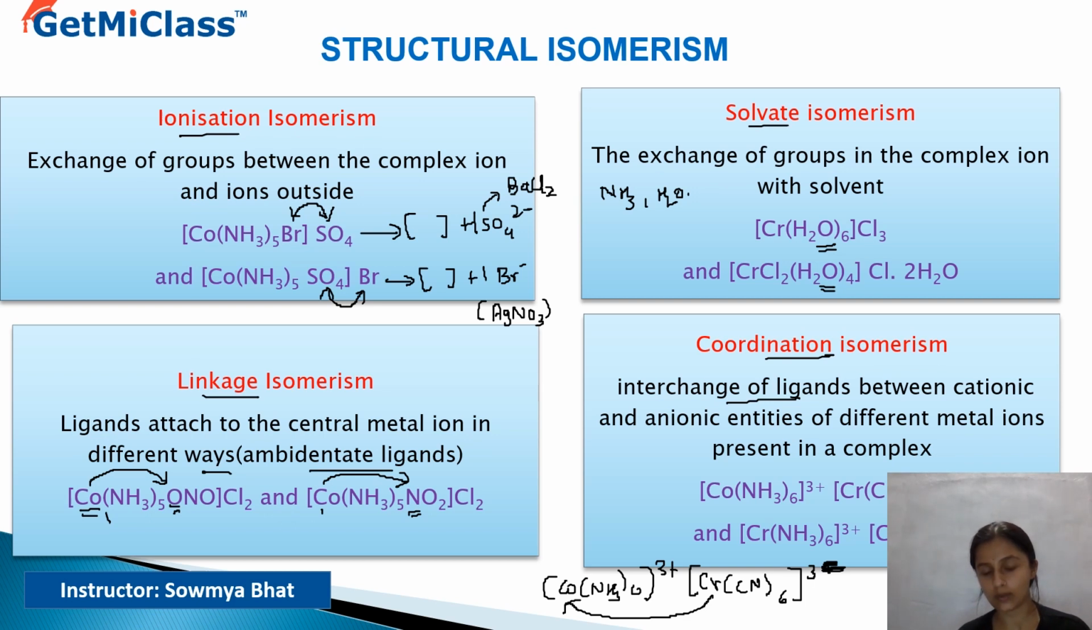Here in the first complex, in the cationic entity, you have the ammonia, and the metal atom which is present is cobalt. In the next complex, in the cationic entity, you have ammonia as the ligand, and the central metal atom is chromium. So the exchange of metals has taken place here. This is called coordination isomerism.